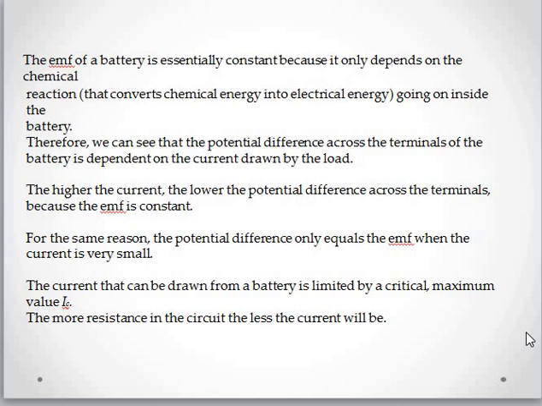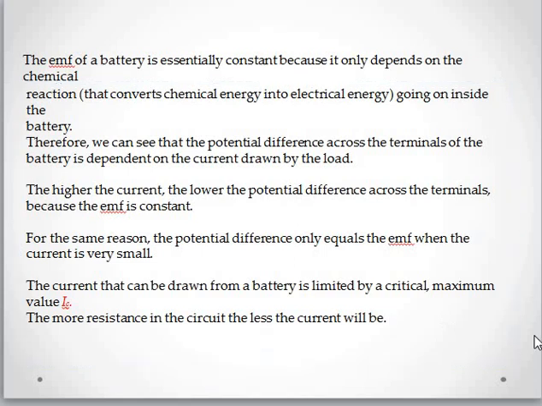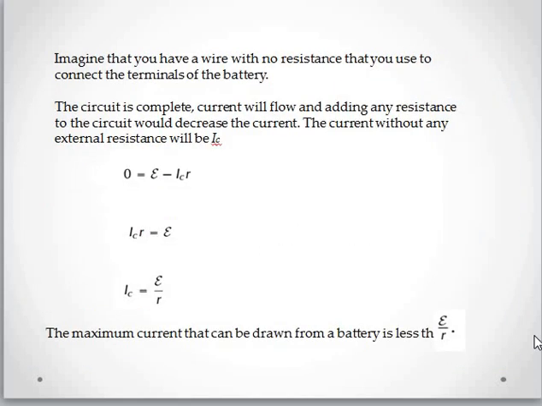Alright, so there is definitely a limit to the current that can be drawn from the battery, and that limit is IC, for critical current. So let's see the relationship between the critical current and the epsilon. Imagine that you have a wire with no resistance that you use to connect the terminals of the battery. The circuit is complete.